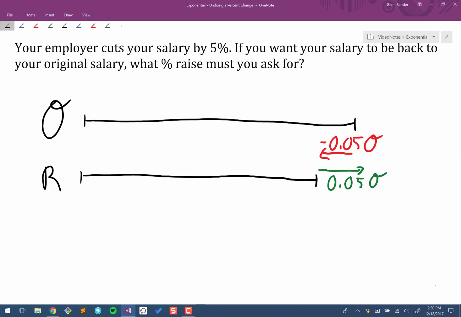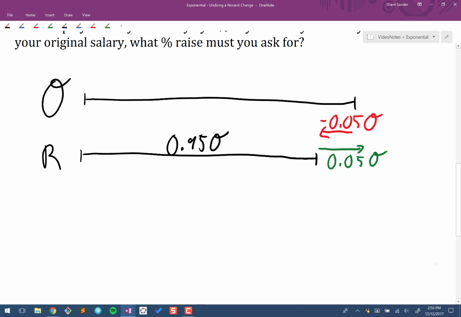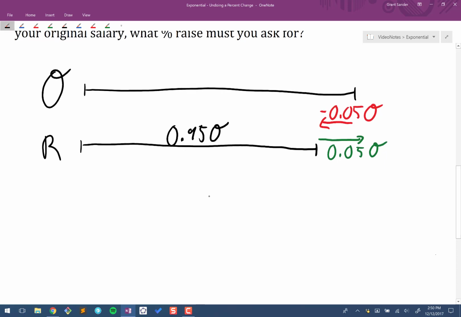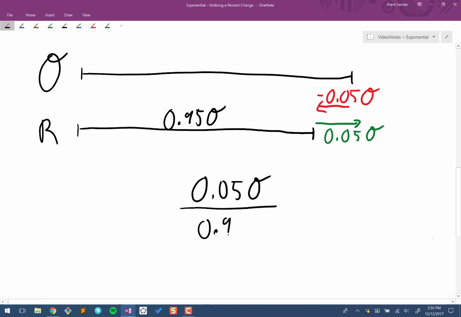So answering the question about what percent raise we must ask for, we have to compare this change in salary to the reduced salary. Now the reduced salary is 95% of the original salary, and so this reduced salary is 0.95 times as large as the original salary. So to compare this change in salary to get back to the original salary, to compare that to the reduced salary, we can make a multiplicative comparison. So the change in salary, 0.05 times the original, is this number of times as large as the reduced salary.